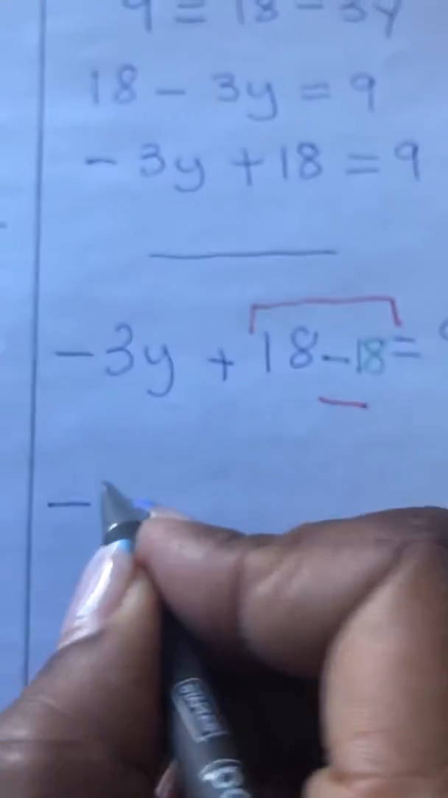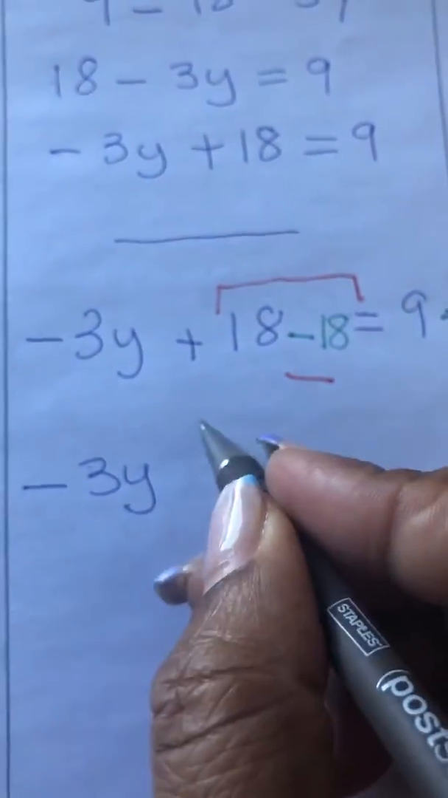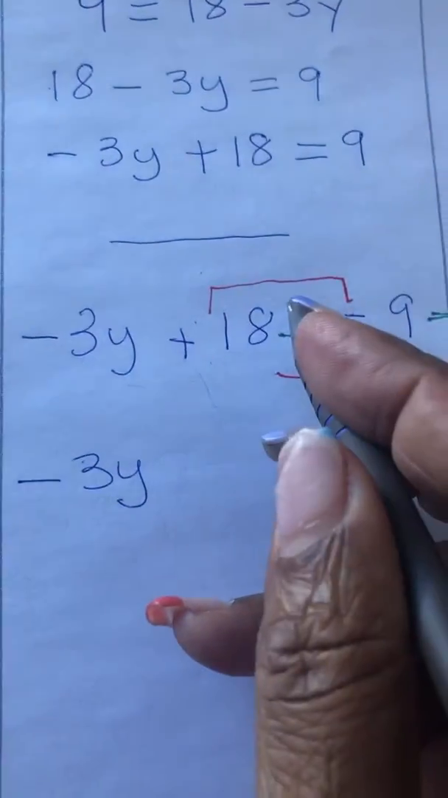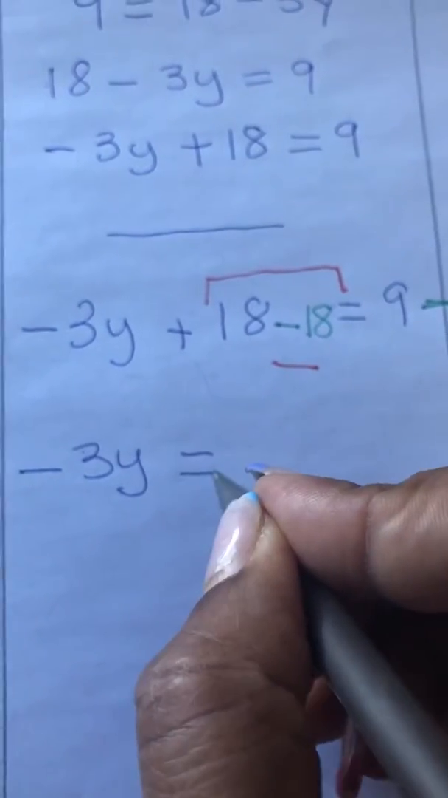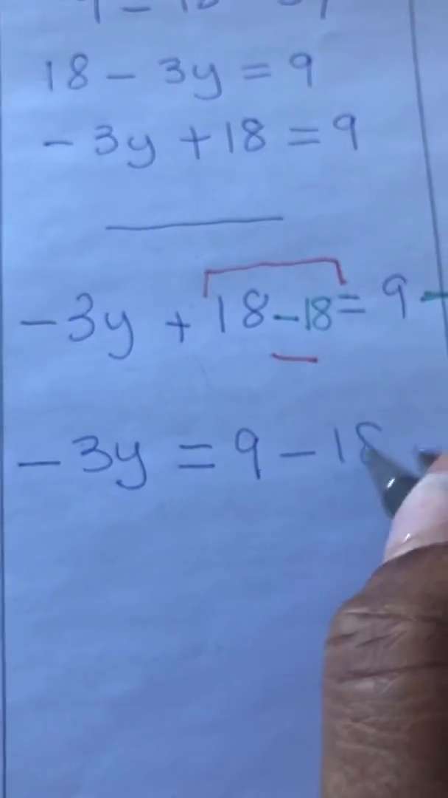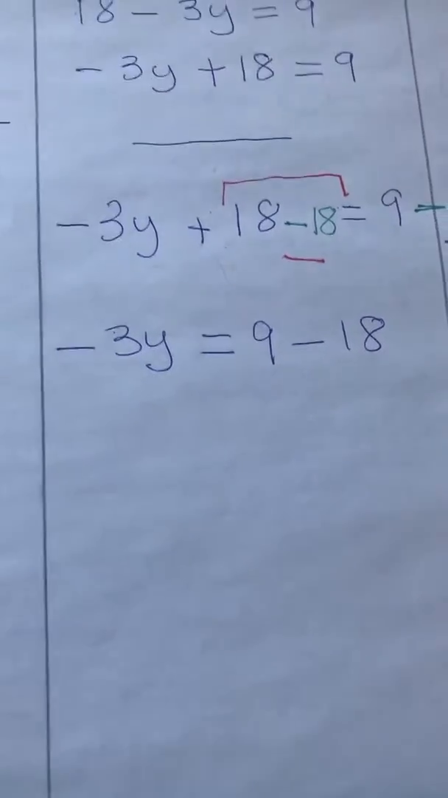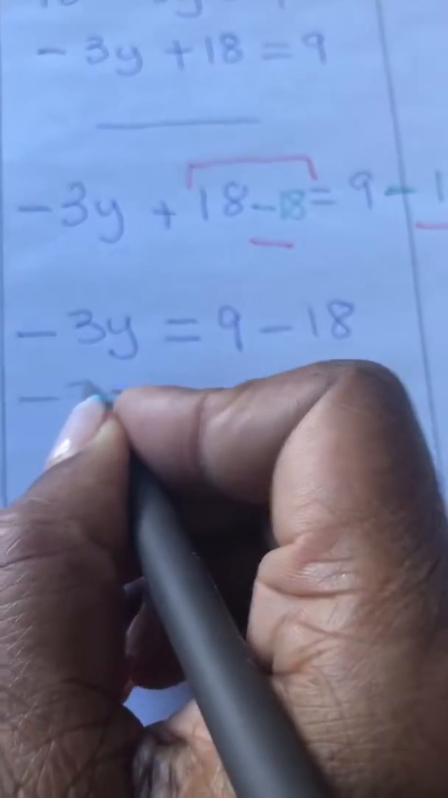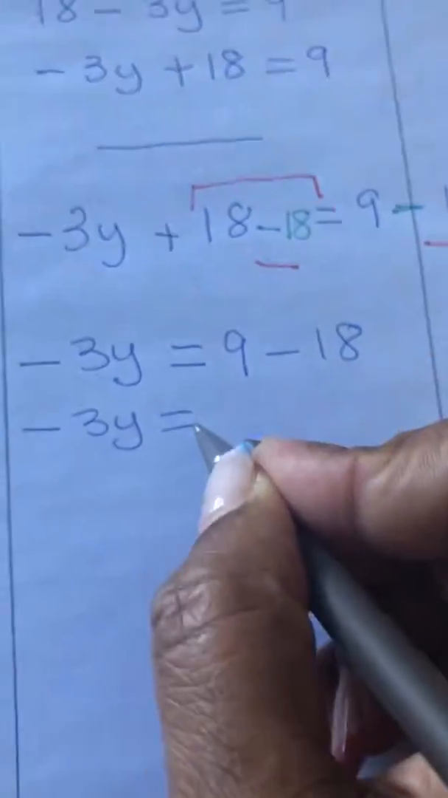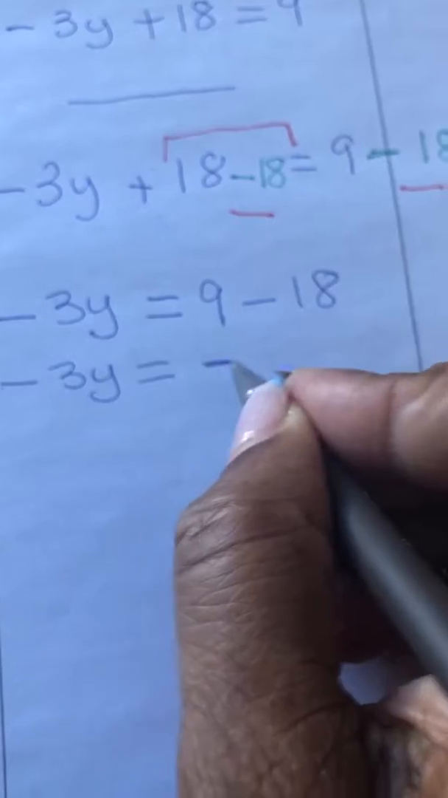We remain with minus 3y. There's nothing here. This is now 0. So minus 3y equals 9 minus 18. That's the first level of isolating the variable, right? And so then we can calculate this, and we know minus 3y will be equal to 9 minus 18, which will give us a negative 9.